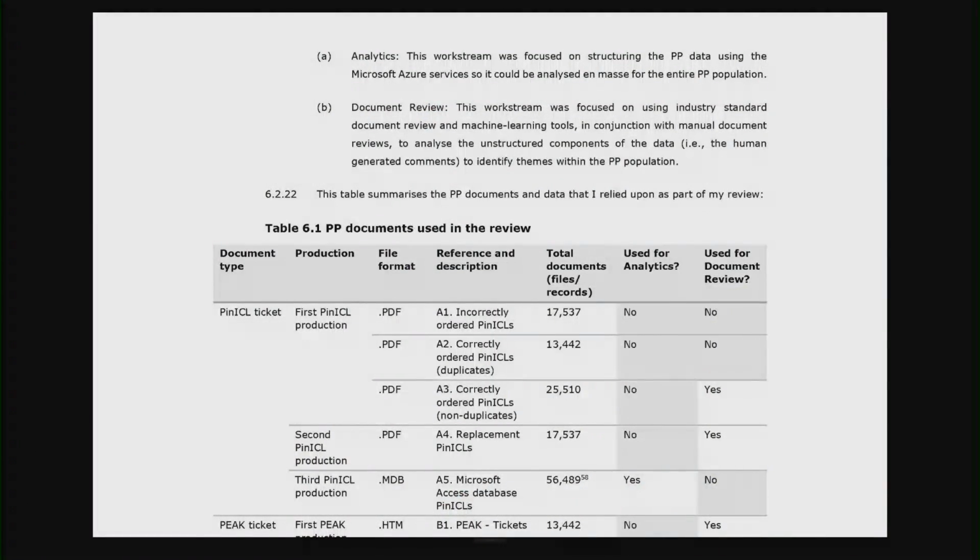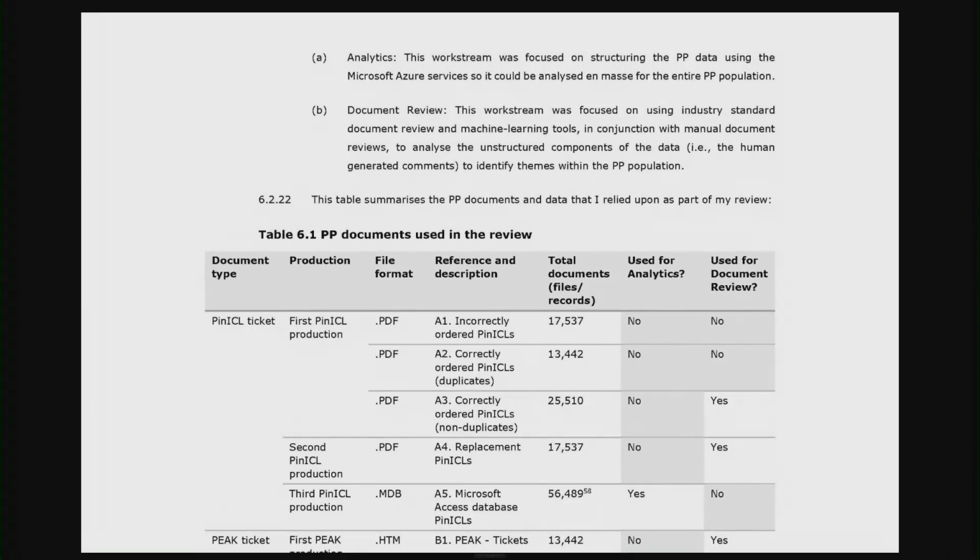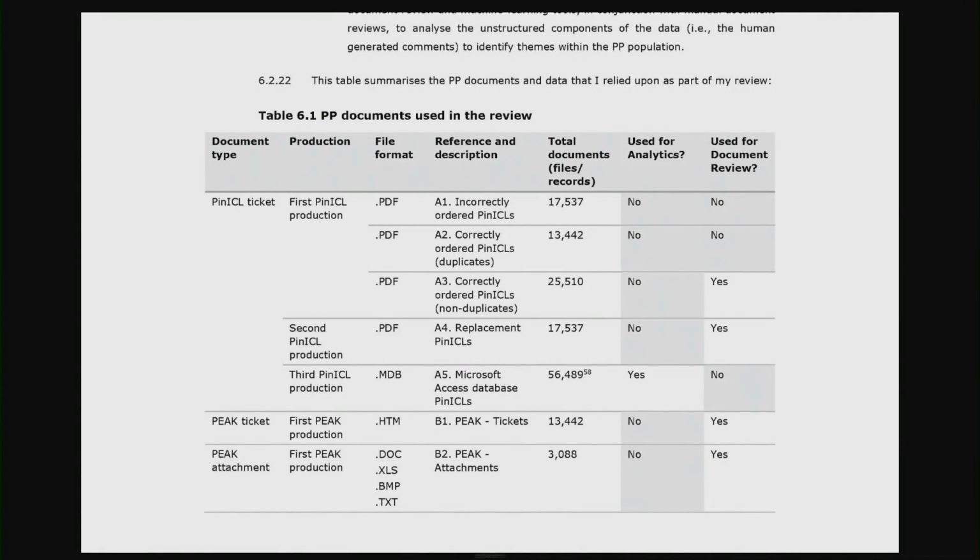I think you summarised in the table at 6.1 the documents used in your review by reference to a series of the series of documents that you received and the use to which they were put. Is that right? Yes. And so if you start in the middle column, the reference and description, the A1, A2, A3, A4, A5, B1, B2 are the series of documents that you received in the course of your review. Yes. The total documents provided, the use to which they were put.